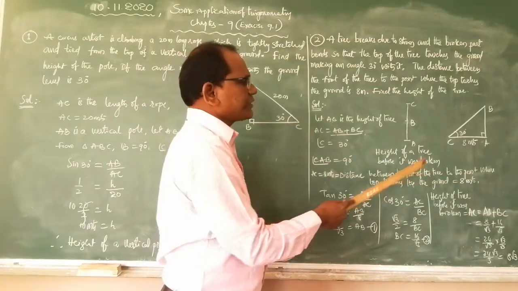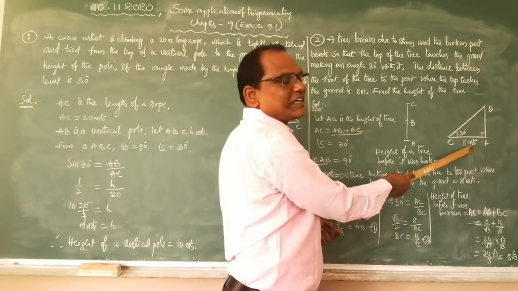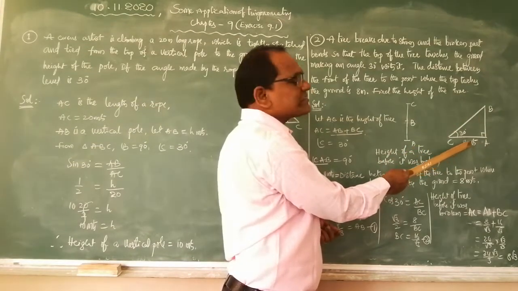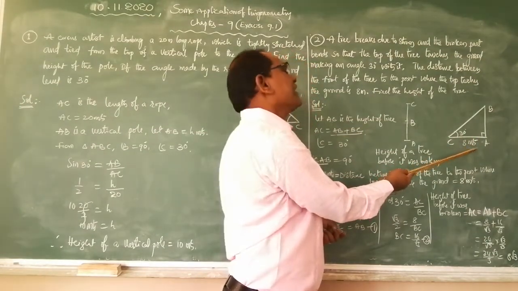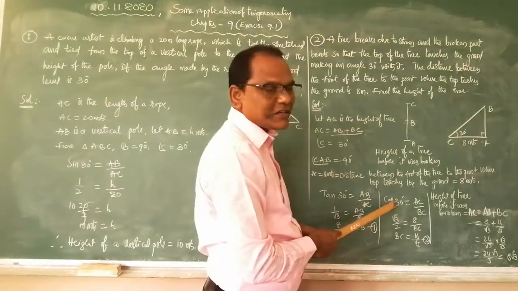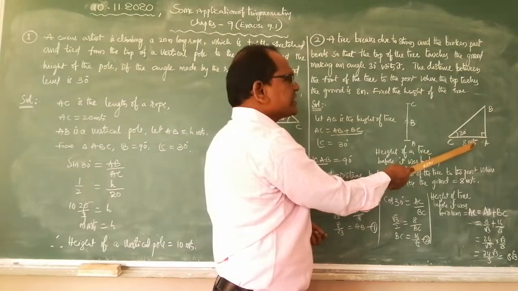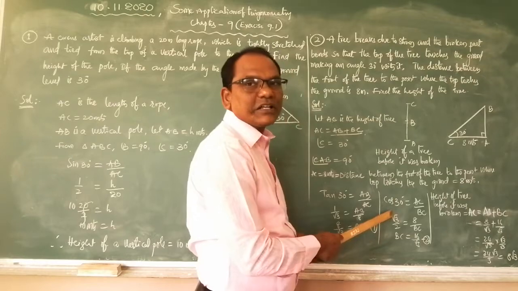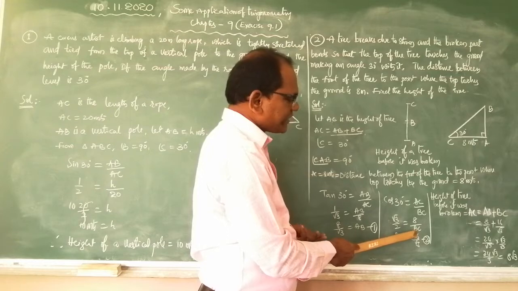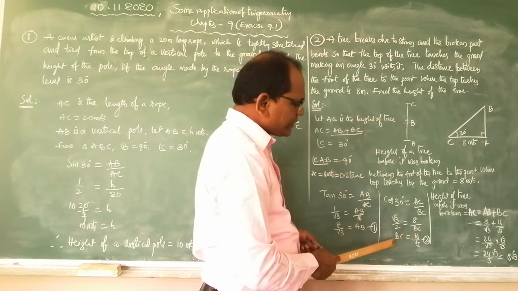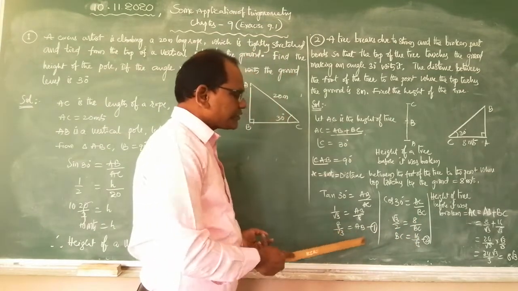Next we have to find BC. Hypotenuse by adjacent side is secant, or otherwise adjacent side by hypotenuse is cos. Therefore I am taking cos 30 degrees, which is adjacent side by hypotenuse, AC by BC. Cos 30 is root 3 by 2, so root 3 by 2 equals 8 by BC. Cross multiplying, BC equals 2 into 8, 16 by root 3. This is BC.